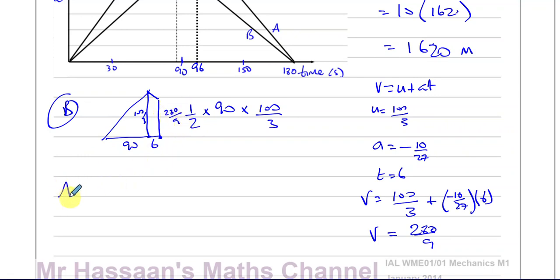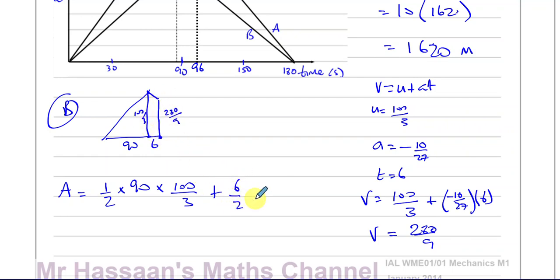So we can say that the area is going to be, let's just put this here now. This is the area of that first part plus the area of the second part, which is the distance between the parallel sides, which is 6 divided by 2, times the sum of the parallel sides, which is 100 over 3 plus 280 over 9. And that should give us the distance traveled by B. So the distance for B is going to be all of this. So let's just stick this in our calculator and calculate it.